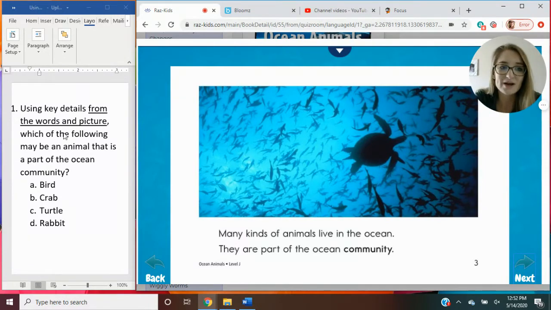However, this question asks you to use the words and the picture. So you pick your number one choice based on the words and the picture. Would an animal in the ocean community be a crab or a turtle? You say it out loud to your family at home. Crab or turtle? What are you seeing in the words and the picture?